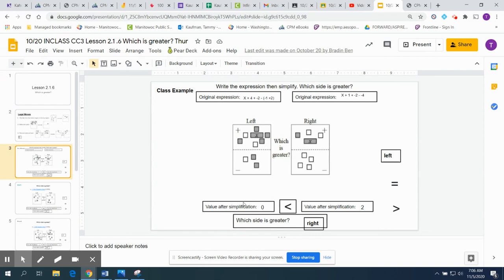So when I go in here, after simplification, the left side was 0. The right side was 2. I put on this sign because that's the bigger. This actually is called the less than sign, because 0 is less than 2 and 2 is greater than 0. So which side is greater? Right. And that's what you're going to practice in your exit ticket today.